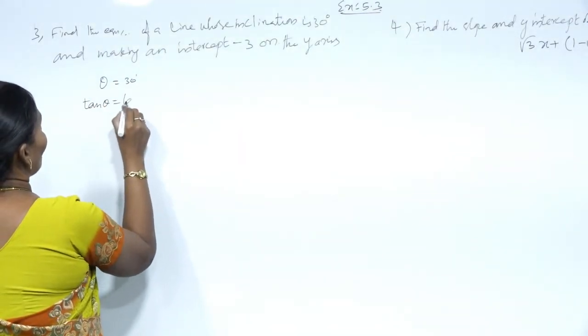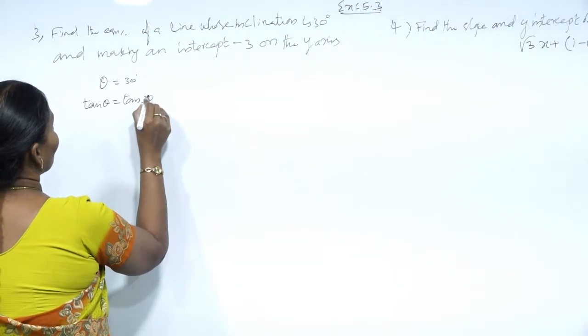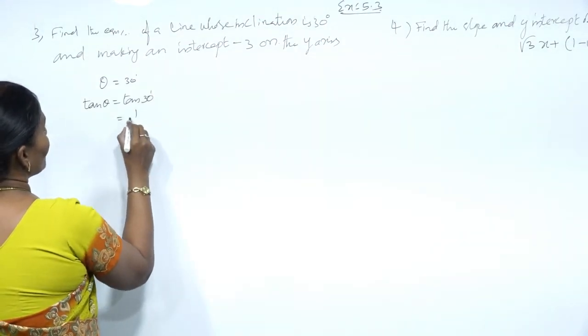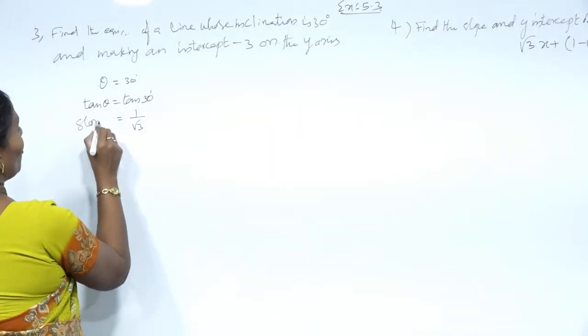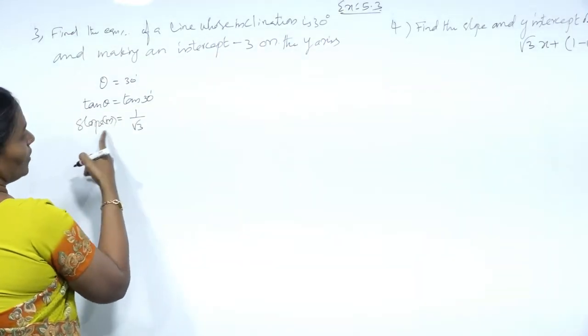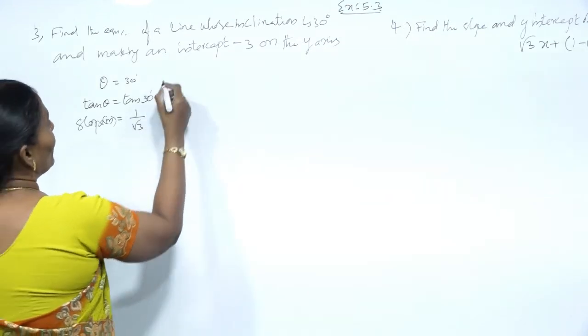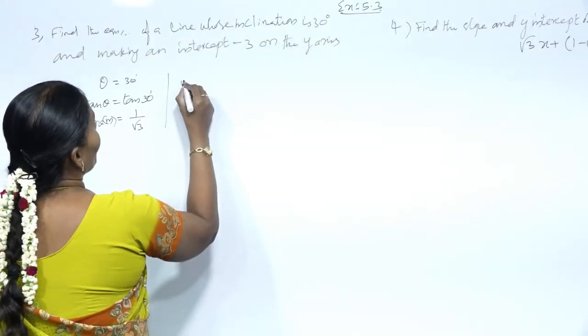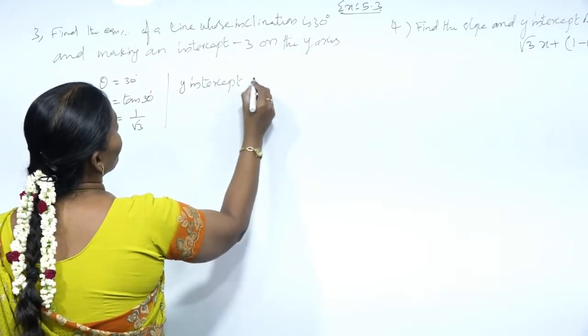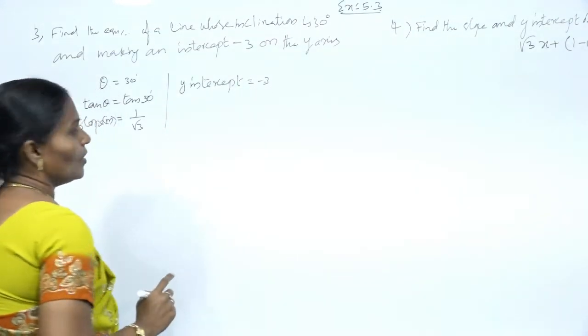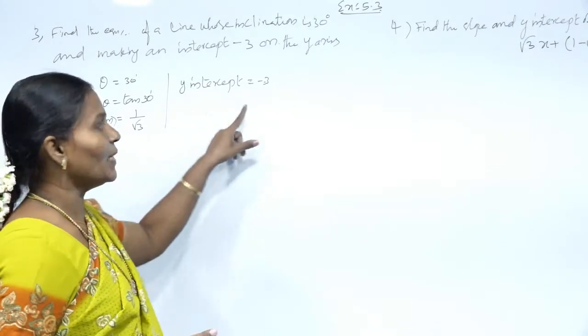Tan theta equals tan 30 degrees. So tan 30 is 1 by root 3. So what is tan theta? This is the slope m. So the slope m is 1 by root 3. And what else is given? The y-intercept is also given. The y-intercept is minus 3. Now you know the slope and y-intercept.